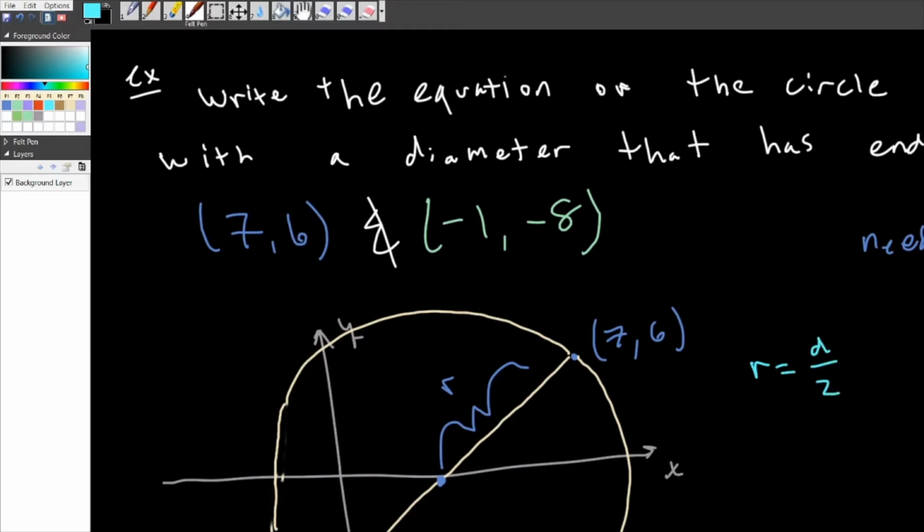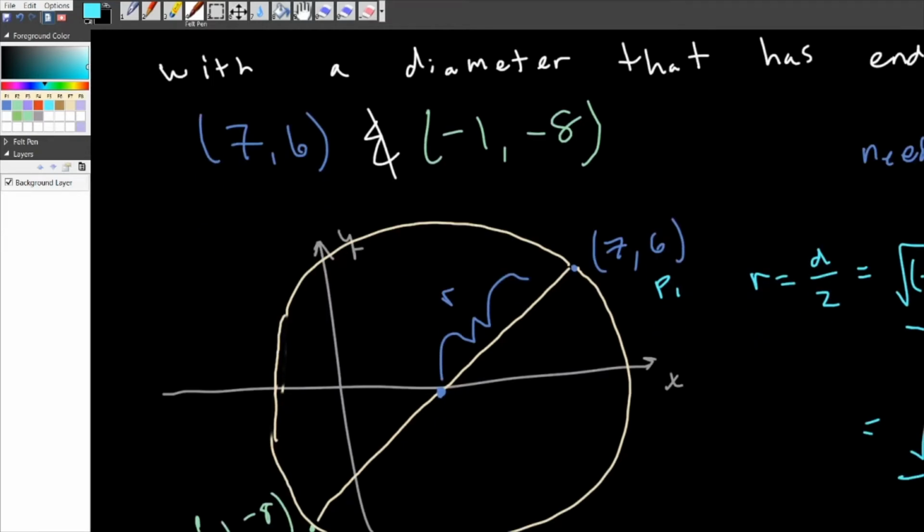But how do I find the diameter? Well, the diameter is just the distance between these 2 points. So let me go ahead and do that. Doesn't matter which one I call point 1. I'll just call this point 1. So x2 minus x1, I get negative 1 minus 7, squared, plus y2 minus y1, negative 8 minus 6, squared. So that would give me the diameter, and then I need to divide by 2 to get the radius. So this would be square root of negative 1 minus 7, that's 8 squared is 64, plus negative 8 minus 6 squared, that's 196. So this is square root 260.